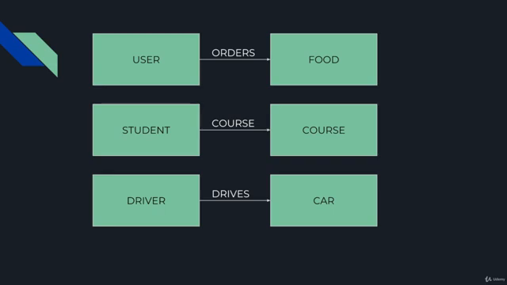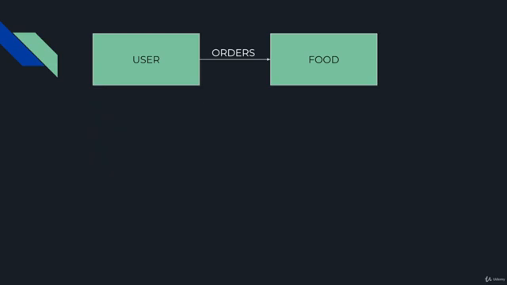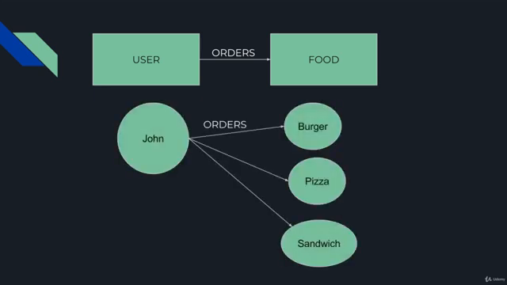So let's see how we can simulate these real world scenarios using classes and objects. We'll take the first scenario, which is the user orders the food. Over here the user can be any user. Let's take, for example, a user John. He can order different kinds of food, which is burger, pizza, or a sandwich.